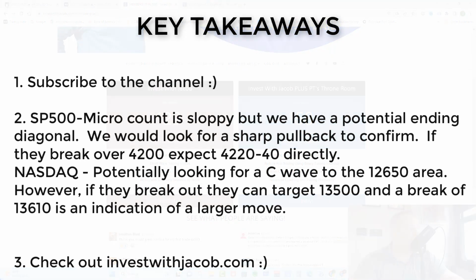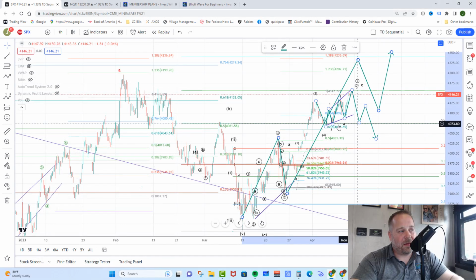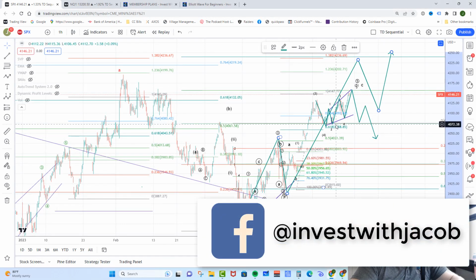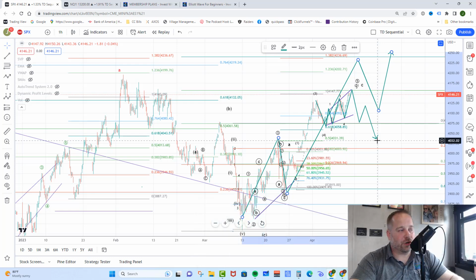All right, key takeaways for today. Again, the micro count is very sloppy here. We have a lot of overlap, but it does look like we could have a potential diagonal playing out. If that's the case, we'd look for a pretty strong sell-off on the SPX down toward the 40.80 area and potentially a direct break of that 40.70 support. However, if they can't, we look for that ABC down and then hit that 40.20 to 30 area, which lines up with the 40.50 to 60 area we've been looking at on the ES futures chart.